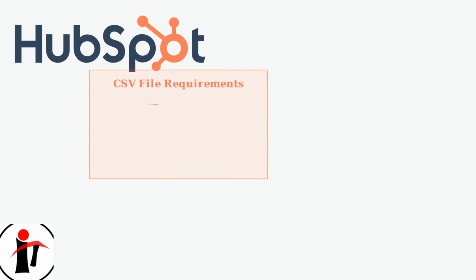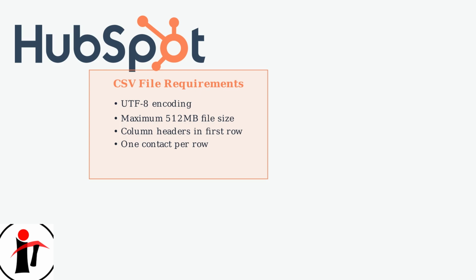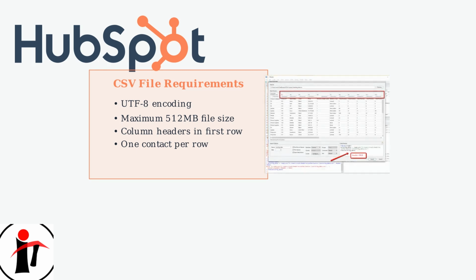Importing contacts into HubSpot through CSV files is the most common method for bulk data transfer. Understanding the proper file format and requirements ensures successful imports every time. Your CSV file must meet specific technical requirements. The file should be UTF-8 encoded to support international characters, stay under 512 megabytes in size, and include column headers in the first row. Here's what a properly formatted CSV file looks like.